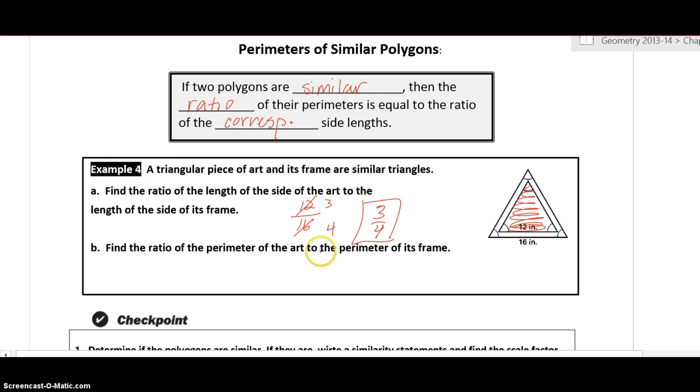Find the ratio of the perimeter of the art to the perimeter of its frame. Because of this rule right here, we know that that is going to be the same as the ratio between the sides, 3 to 4.